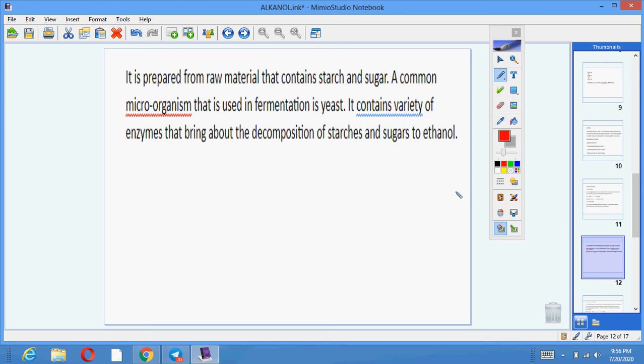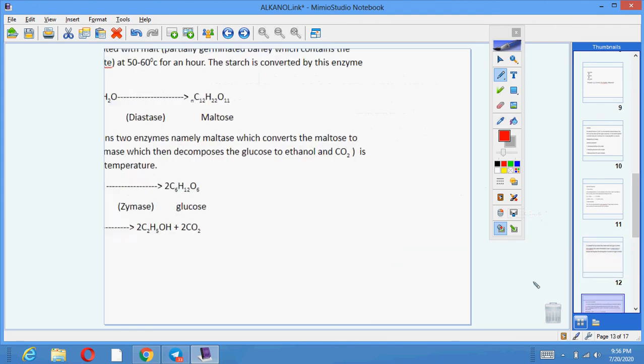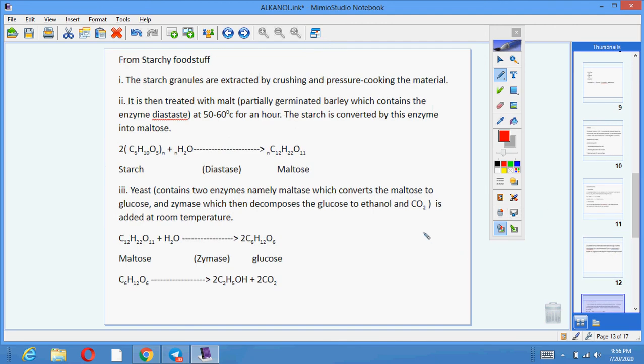It contains a variety of enzymes that bring about the decomposition of starches and sugars to ethanol. From starchy food, these are the basic steps. One, the starch granules are extracted by crushing and pressure cooking the material. Two, it is then treated with malt. The starch is converted at about 50 to 60 degrees C for an hour. The starch is converted by this enzyme into maltose. Malt is partially germinated barley which contains the enzyme diastase.